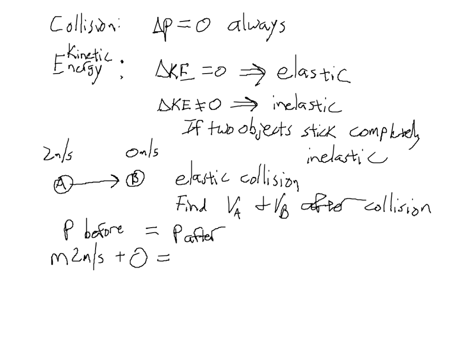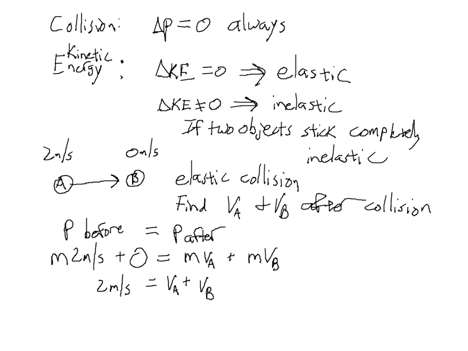Okay. That's equal to the mass of ball A times the velocity of ball A after the collision, plus the mass of ball B, which is the same as ball B, times the velocity of ball B after the collision. Well, since all the masses are the same, I can divide both sides of this equation by the mass, and I get that 2 meters per second is equal to velocity of ball A plus velocity of ball B.